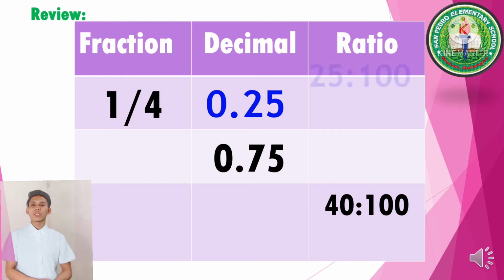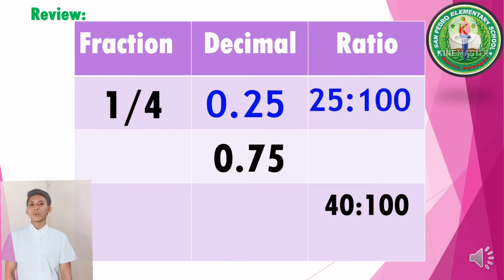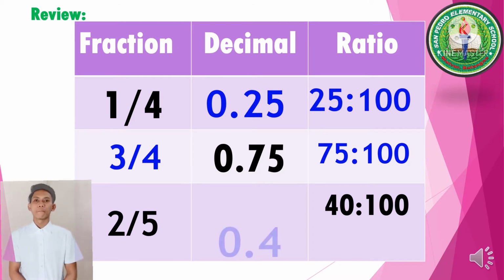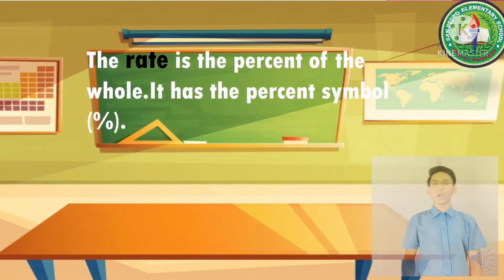25:100. Next, given as 0.75, when we convert it is 3/4, and 75:100, while the ratio given 40:100 when we convert into fraction is 2/5, and convert it into decimal will be 0.4. Very good.